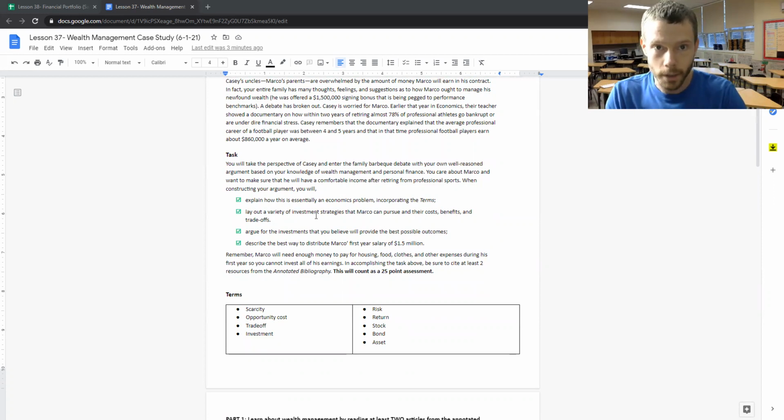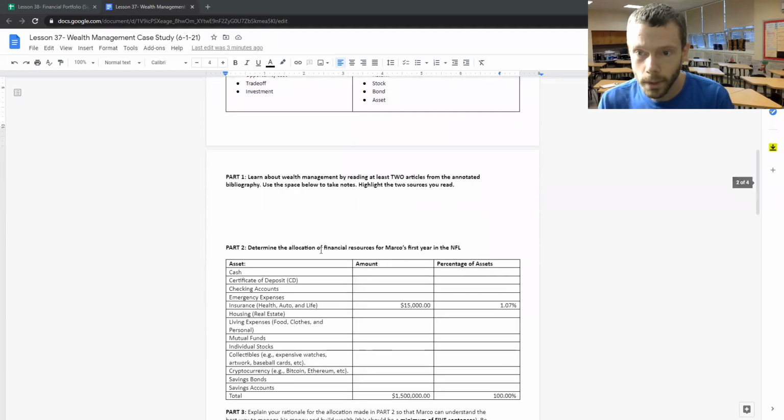Really, to get a high grade on this assessment, you want to consider the rationale for your allocation decision. You need to be able to justify to your audience why you believe that X number of dollars or Y percentage of the portfolio should be allocated to a specific investment. And also keep in mind, and we did this in our budgeting unit, Marco does need to have enough money to pay for housing, food, clothes, and other expenses. So he can't invest everything.